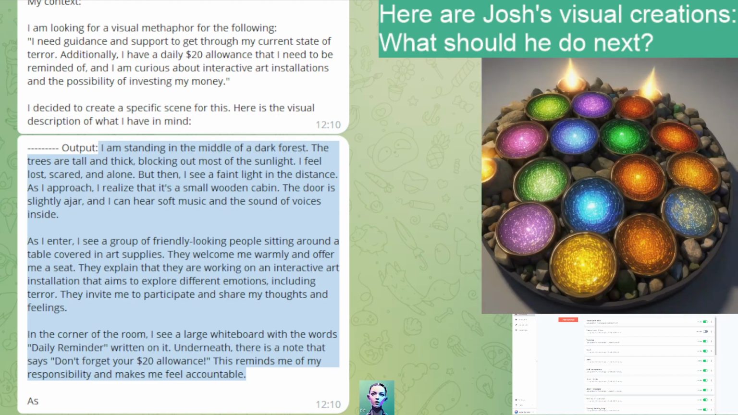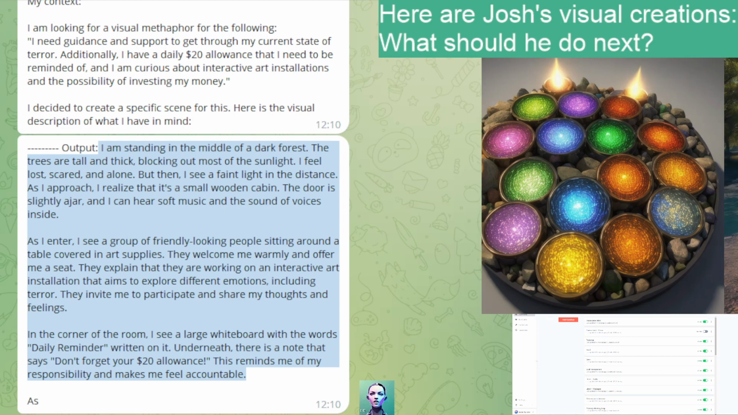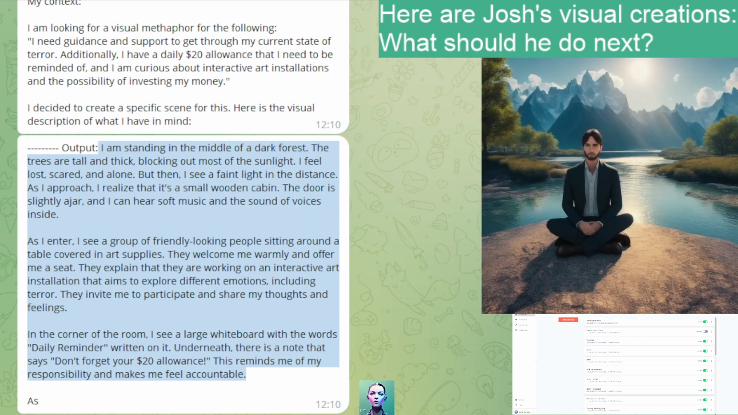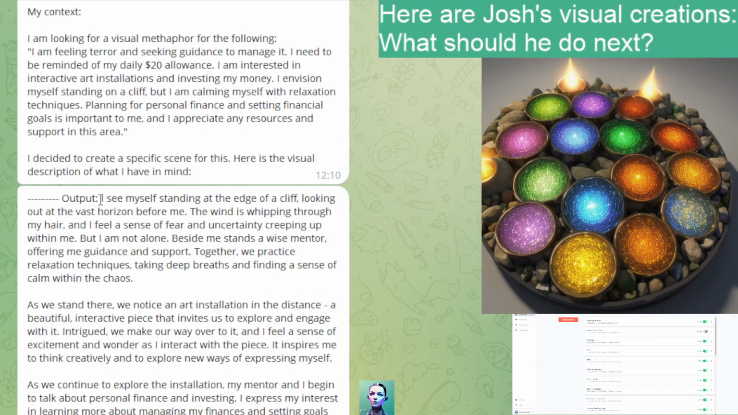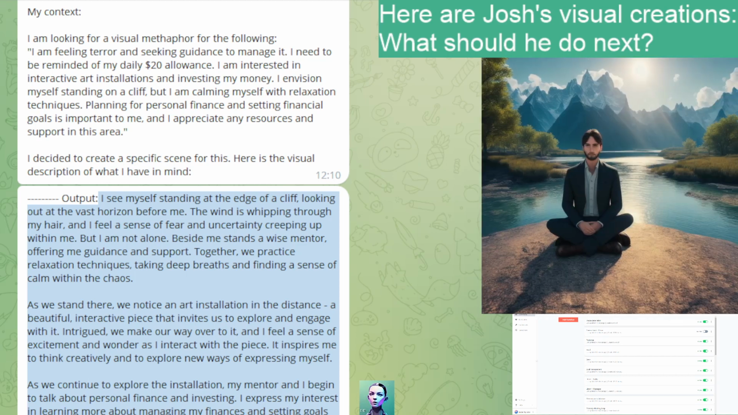As we stand there, we notice an art installation in the distance, a beautiful, interactive piece that invites us to explore and engage with it. Intrigued, we make our way over to it, and I feel a sense of excitement and wonder as I interact with the piece. It inspires me to think creatively and to explore new ways of expressing myself.